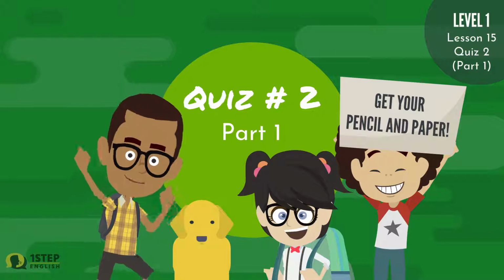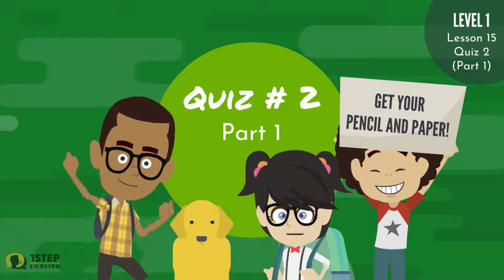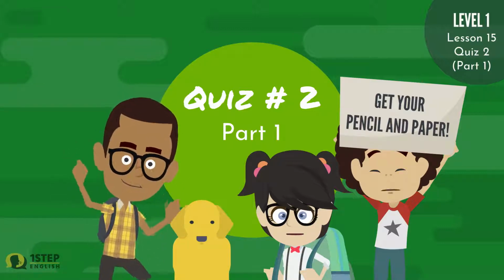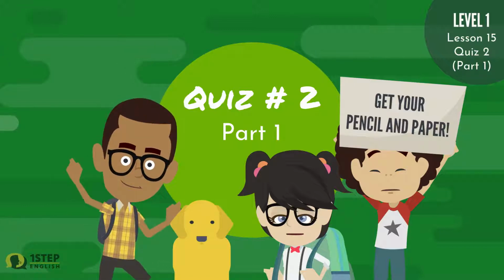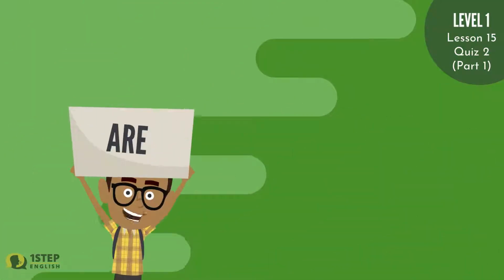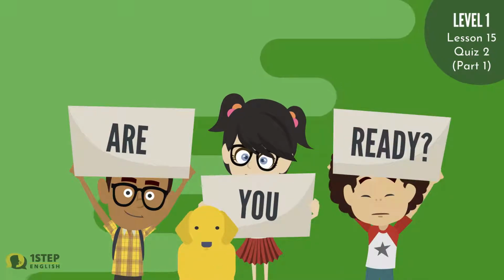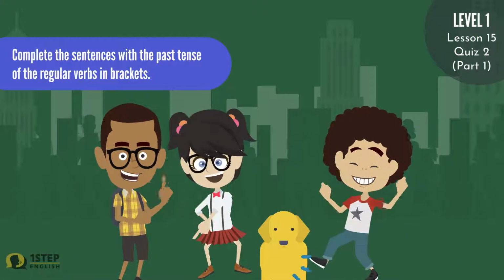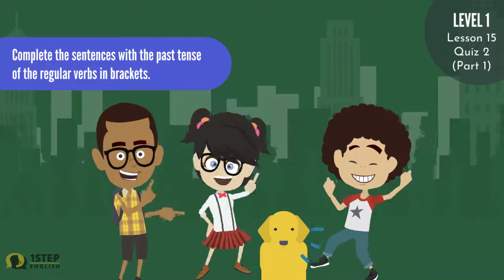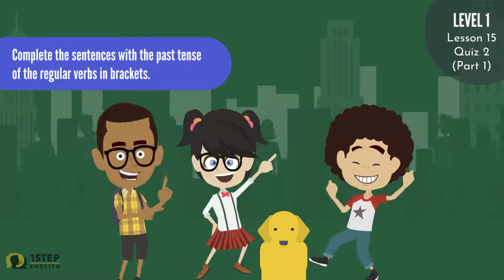Quiz number 2. Part 1. Ready your pencil and paper. Are you ready? Complete the sentences with the past tense of the regular verbs in brackets.